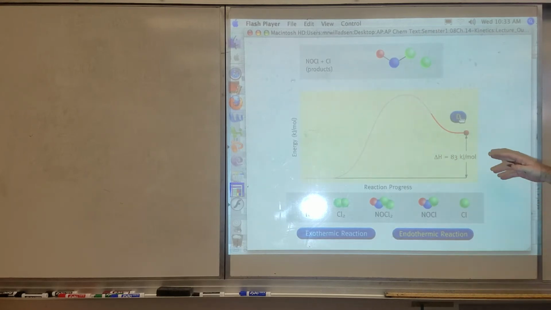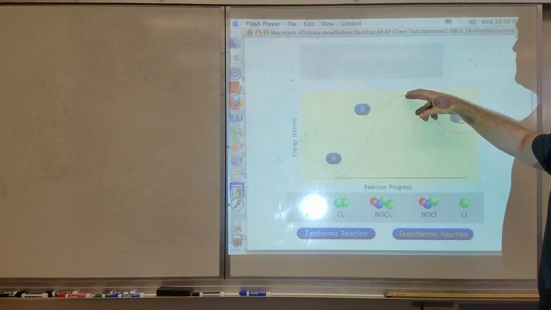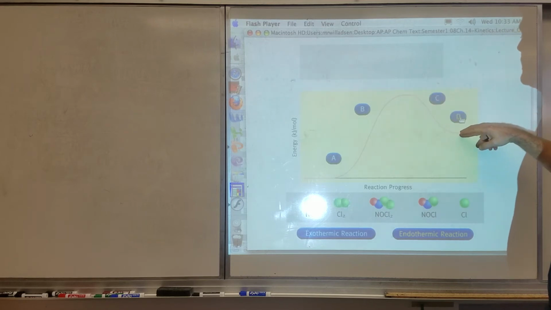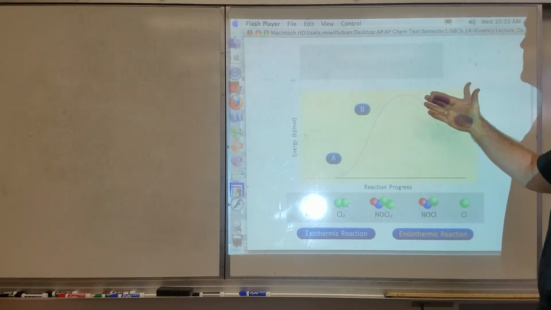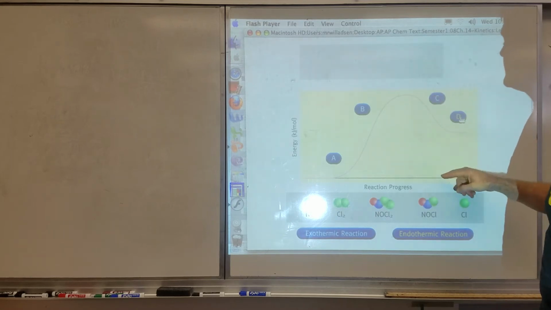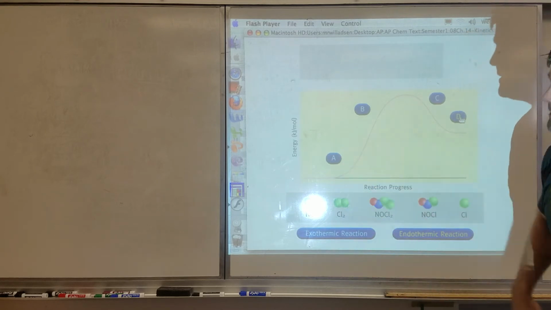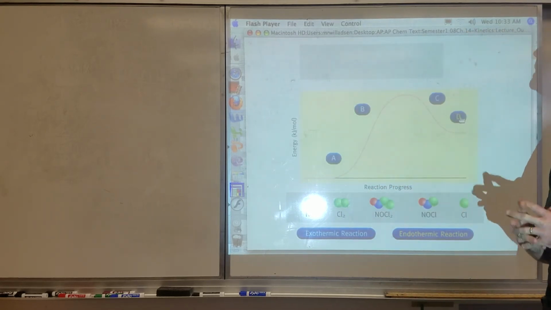So you guys see what's happening: there was more energy required to produce this activated complex than was released in the formation of the lower energy products. So overall, more energy was required than was given off. Overall, it is an endothermic process, right? Because the products are higher in energy than our initial reactants. And so how did that happen? It had to have absorbed heat energy from the surroundings.